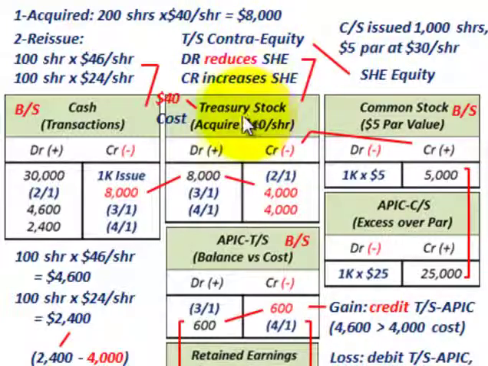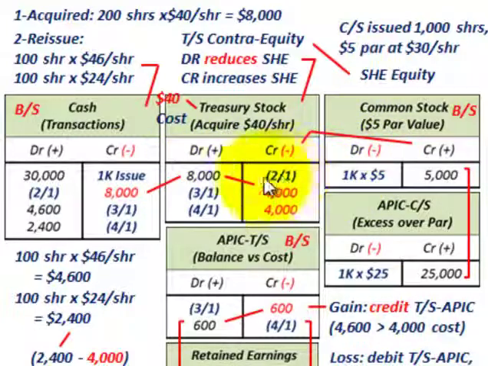And remember, a treasury stock sits on our balance sheet as a contra equity, and common stock sits as an equity. Now, we'll go through these items one by one. So first, for the 200 shares that were acquired at $40 per share, and remember that equated to, we debit our treasury stock for $8,000. That's the common stock that we reacquired.